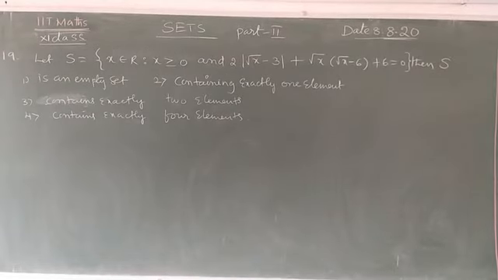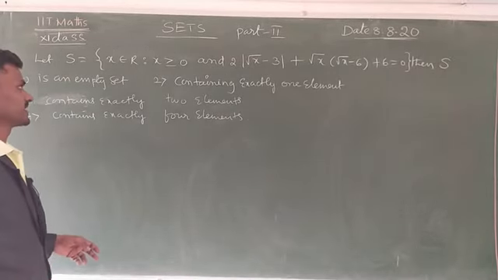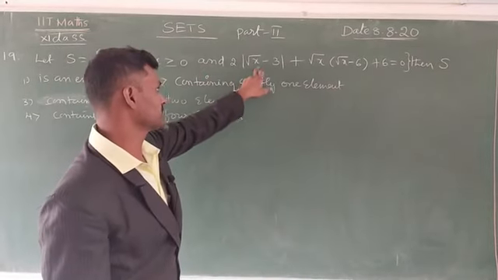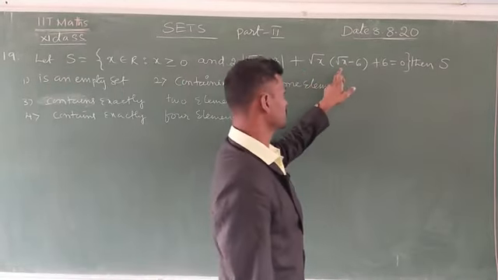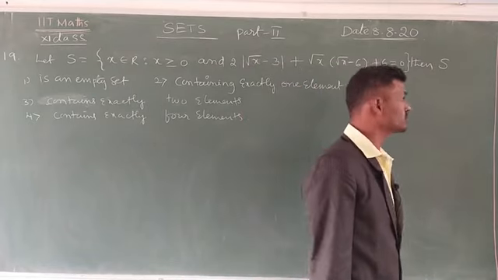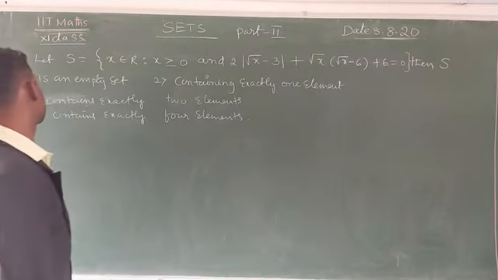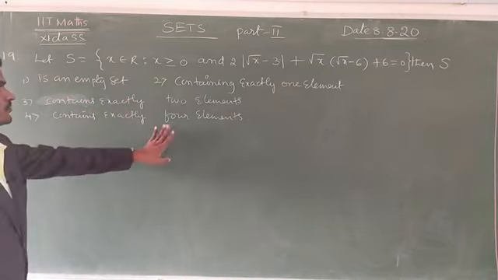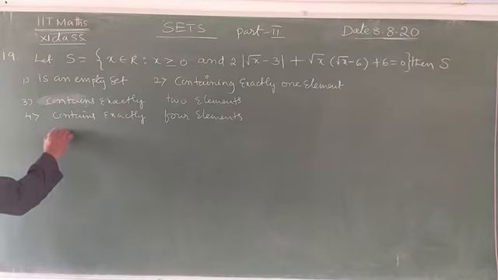Next, the 19th problem. Let S be the set of x belonging to R such that x is greater than or equal to 0 and 2 into modulus of x root x minus 3 plus root x into root x minus 6 plus 6 is equal to 0. Then S is an empty set, contains exactly one element, exactly 2 elements, or 4 elements. Which one is correct? We have to see here.